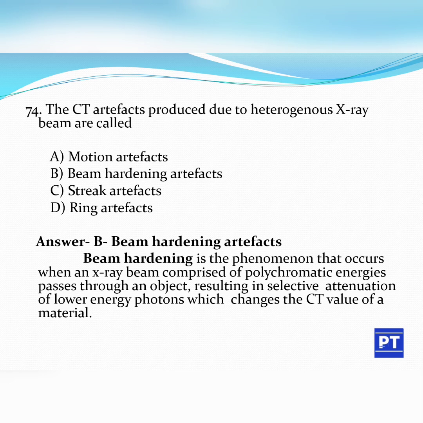Beam hardening is a phenomenon that occurs when an X-ray beam comprised of polychromatic energies passes through an object, resulting in selective attenuation of the low energy photons, which changes the CT value of the tissue. To know more about the CT value as well as the CT number, you may refer to my sessions on components of CT or generation of CT numbers. I have already discussed all those sessions, so kindly go through them.